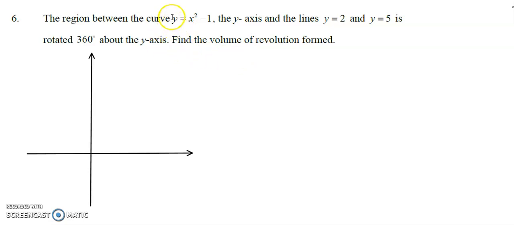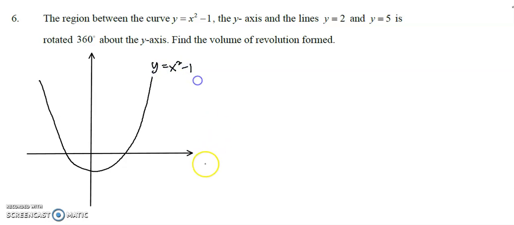First of all, we need to sketch the graph of x squared minus 1. The graph of x squared minus 1 will be a quadratic graph. If you know how to sketch y equals x squared, you should be able to sketch the graph of x squared minus 1. Just shift your graph of x squared downwards by 1 unit. Let's take this curve to represent x squared minus 1.